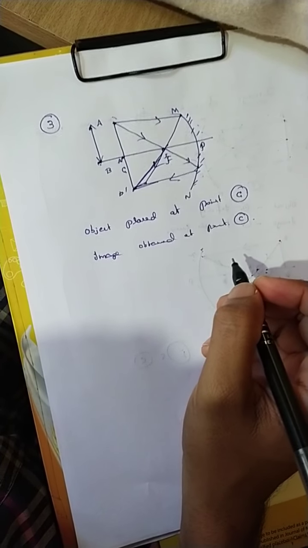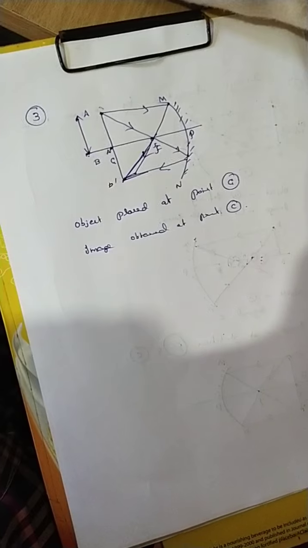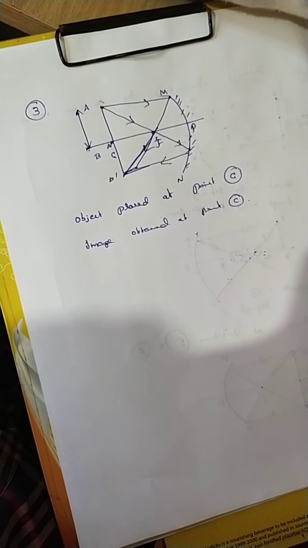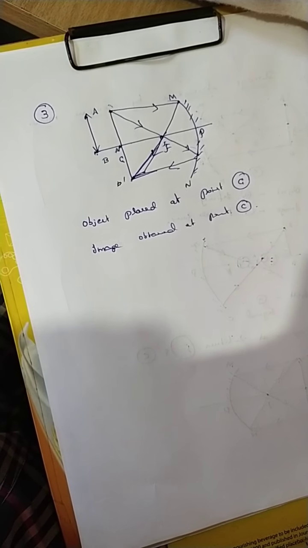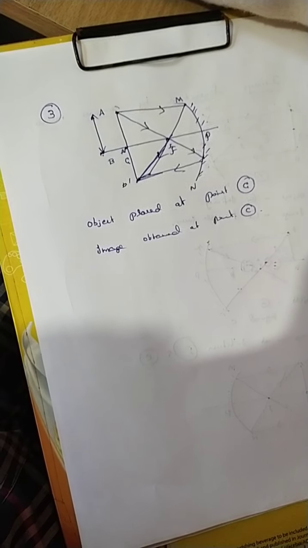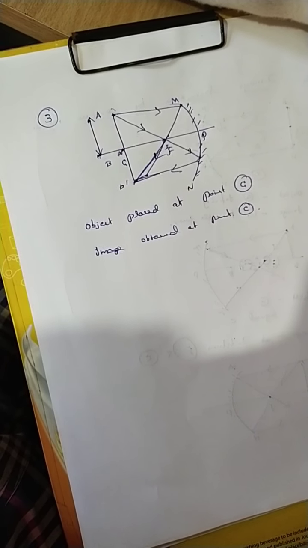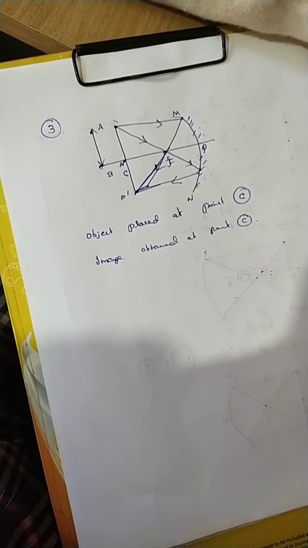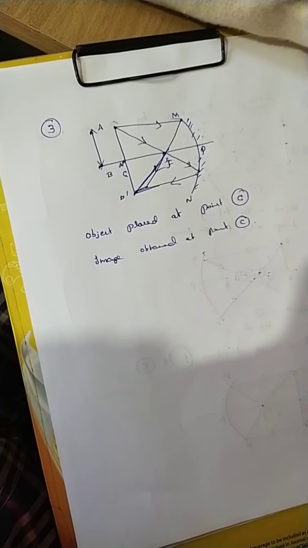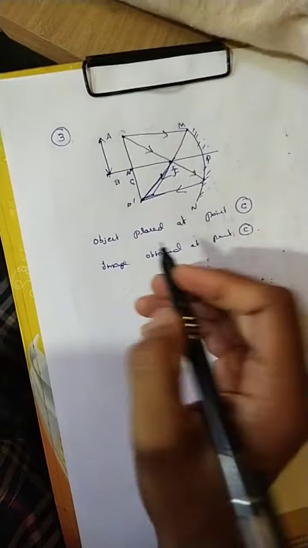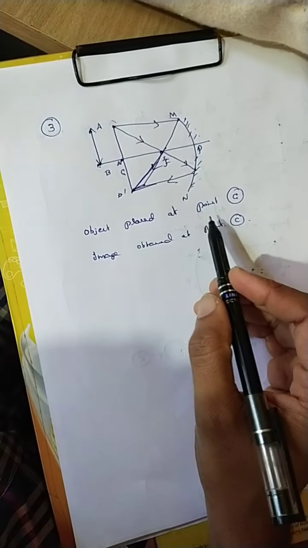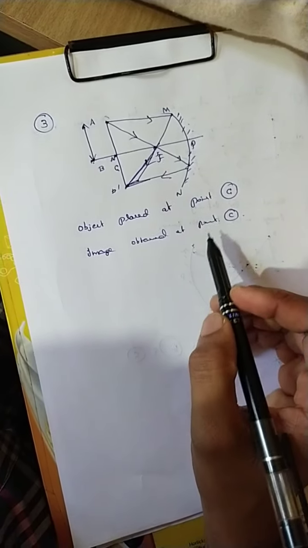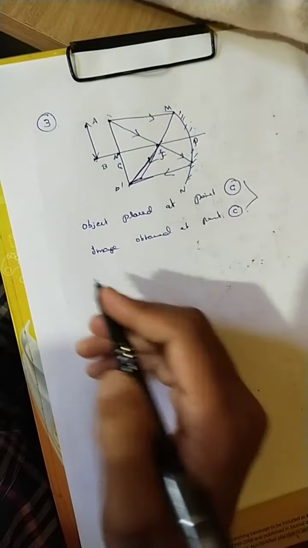In the first diagram, the object is placed at infinity, and the image is obtained at F, the principal focus. Next, the object is placed beyond C, and the image is obtained at a point in between the center of curvature and the principal focus. Next, in the third diagram, the object is placed at the center of curvature, and the image is obtained at the same point, the center of curvature.